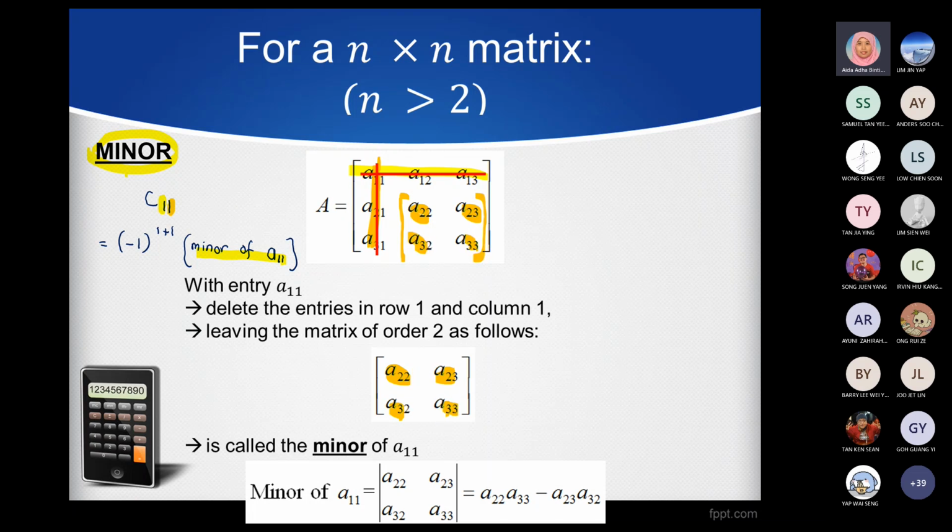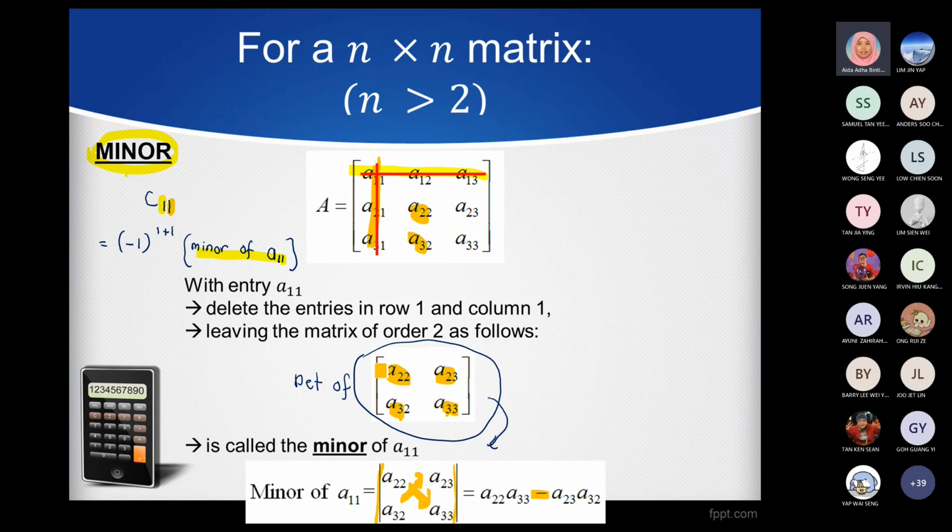So what is a minor? You need to find the determinant of this matrix. This is the same as this one, where we have the parallel lines, meaning we have to multiply this with this, and this with this, and do the subtraction.